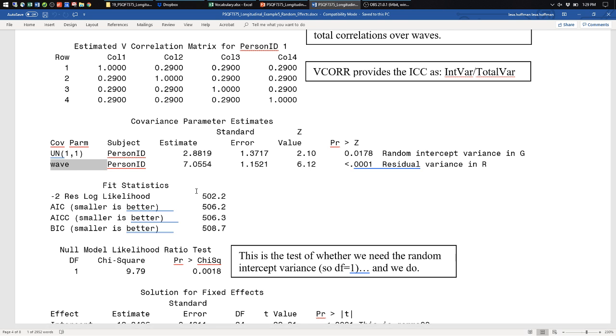Relative to a model without a random intercept variance, this null model likelihood ratio test gives me the difference in fit. So the test statistic then, the chi-square, that is the difference in -2 log likelihood. So you can write that a couple different ways. Sometimes you'll see it in articles as just like a chi-square symbol. Let me see if I can write this thing. Like you can just say chi-square with 1 degree of freedom equals 9 point whatever, 9.79.